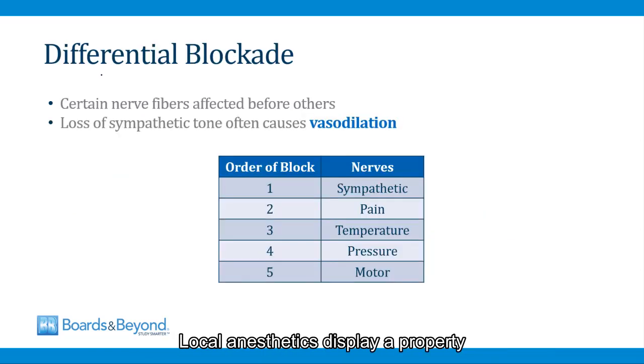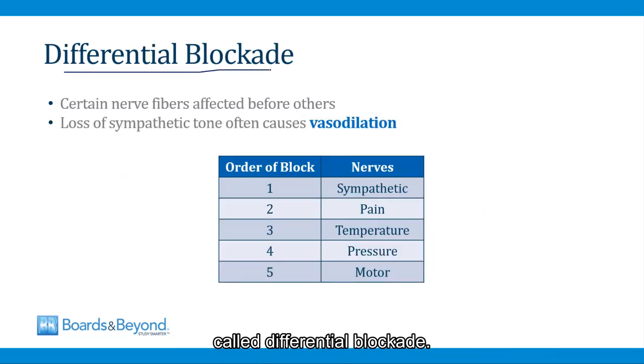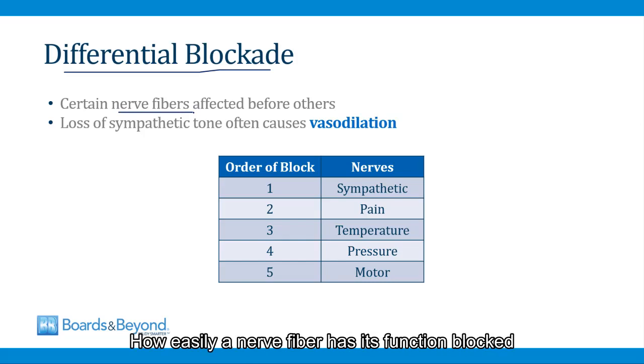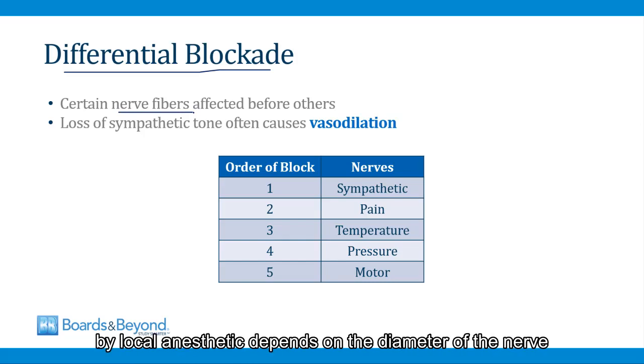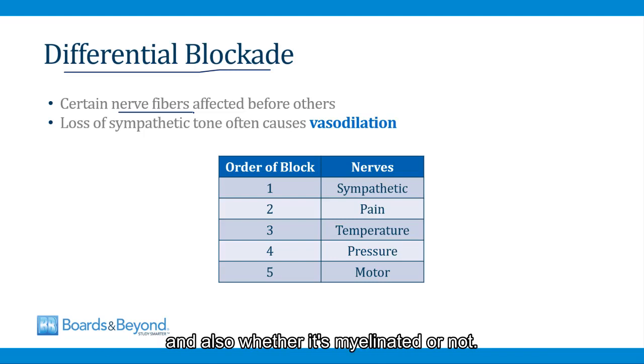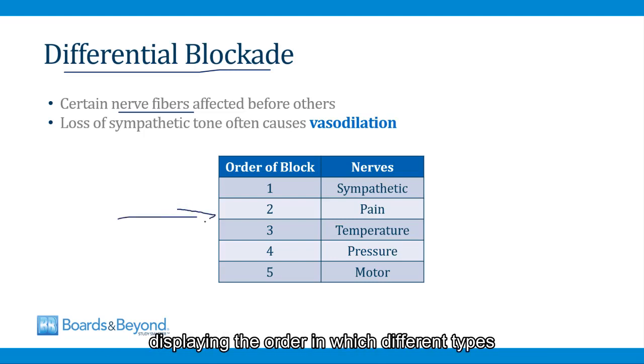Local anesthetics display a property called differential blockade, and this refers to the fact that certain types of nerve fibers are affected before others. How easily a nerve fiber has its function blocked by a local anesthetic depends on the diameter of the nerve and also whether it's myelinated or not. Shown on this slide is a table displaying the order in which different types of nerves are blocked.